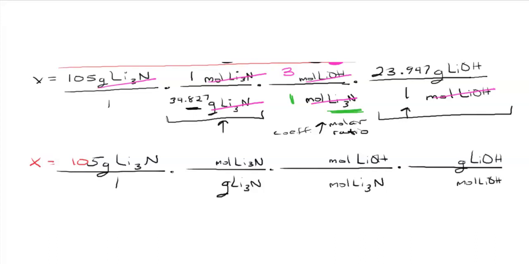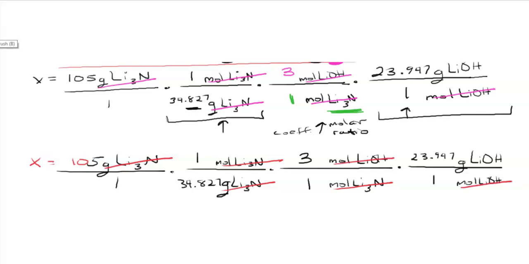From the balanced chemical equation, I know that the molar ratio is 3 moles of LiOH to 1 mole of lithium nitride. I know that 1 mole of lithium nitride weighs 34.827 grams. And I know that 1 mole of lithium hydroxide weighs 23.947 grams. Let me cancel my units. Grams of lithium nitride are gone. Moles of lithium nitride are gone. Moles of lithium hydroxide are gone. And now I do the math.